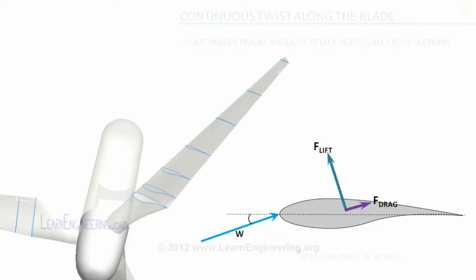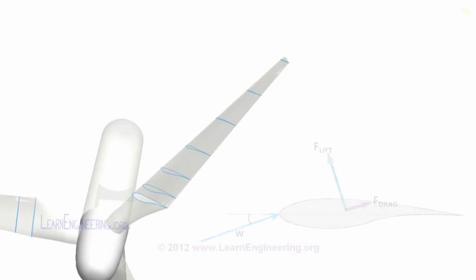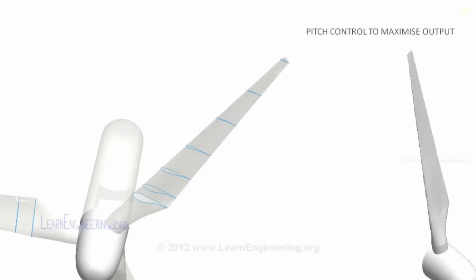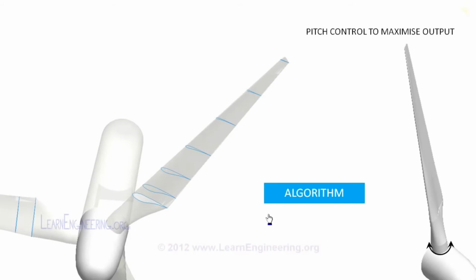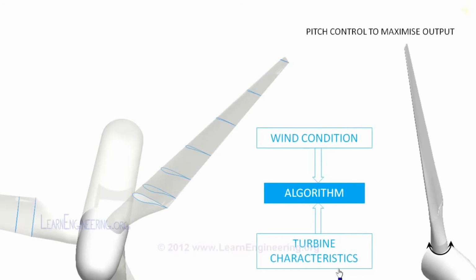Wind conditions can change at any time, so it is also possible to rotate wind turbine blades about their own axis in order to achieve the optimal angle of attack with varying wind conditions. This is known as pitching of blades. A clever algorithm which uses wind conditions and characteristics of the wind turbine as input governs the pitch angle for maximum power production.